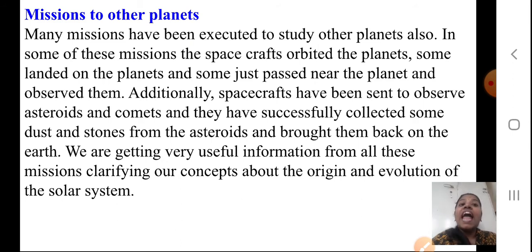Additionally, spacecraft have been sent to observe asteroids and comets, and they have successfully collected some dust and stones from the asteroids and brought them back to the Earth. We are getting very useful information from all these missions, clarifying our concepts about the origin and evolution of the solar system. So all the study has been made easy. Why? Because these satellites are bringing very important information from different planets.